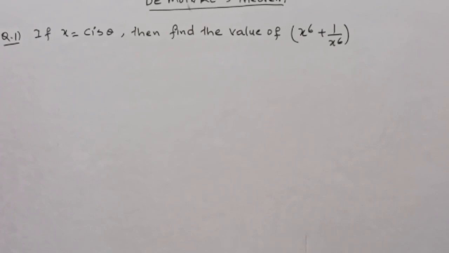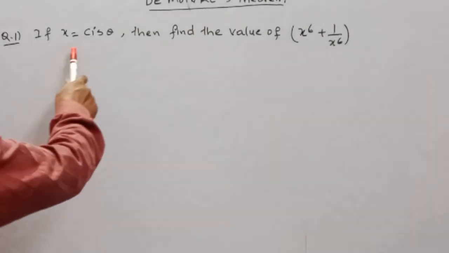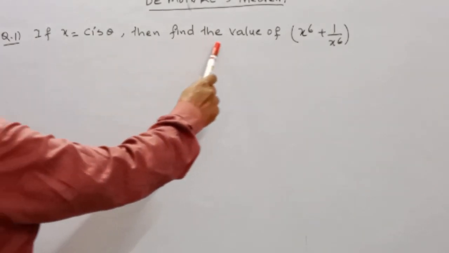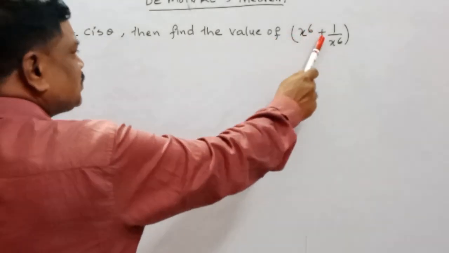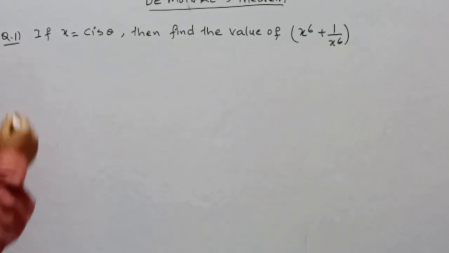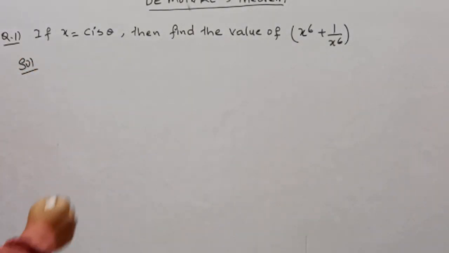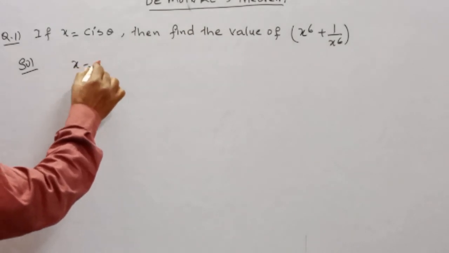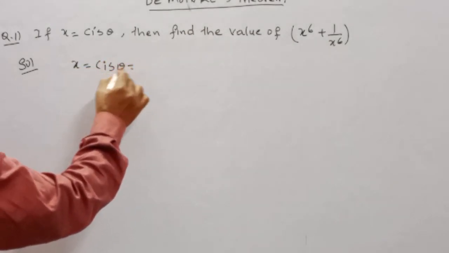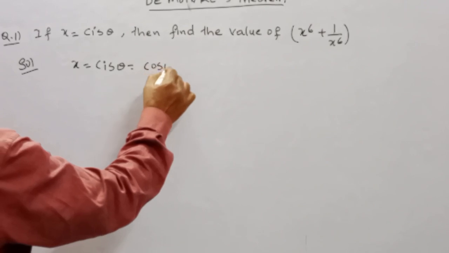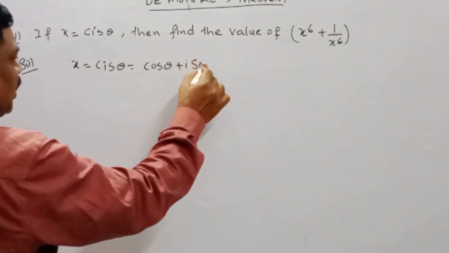Here we have the problem for IPE from Demoivre's theorem. If x is equal to cis theta, then find the value of x power 6 plus 1 by x power 6. Okay, all of you, these are the problems for IPE. So x is equal to the given cis theta. Cis theta is equal to what? Cos theta plus i sin theta.